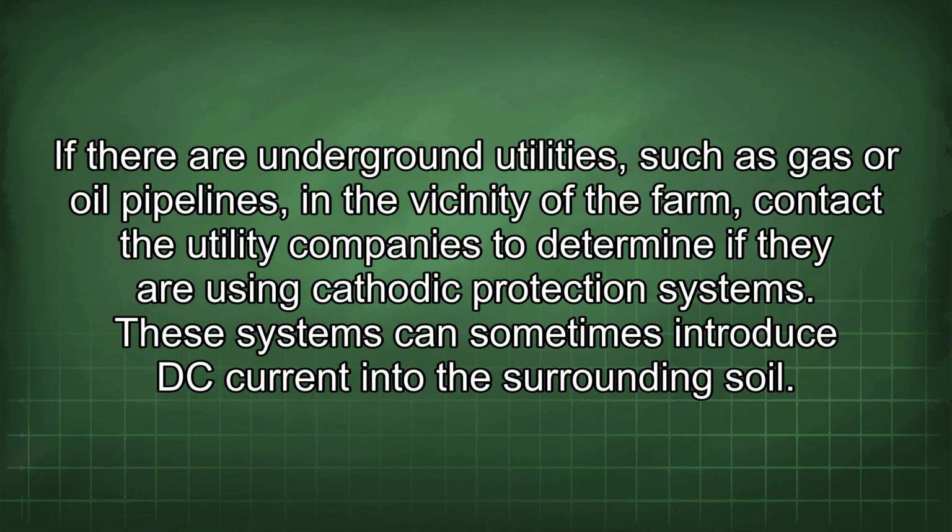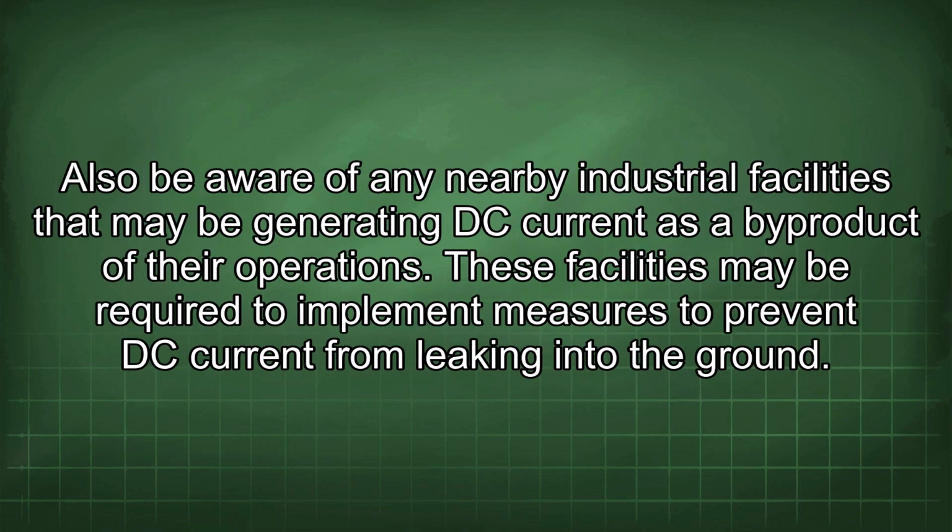If there are underground utilities, such as gas or oil pipelines, in the vicinity of the farm, contact the utility companies to determine if they are using cathodic protection systems. These systems can sometimes introduce DC current into the surrounding soil. Also be aware of any nearby industrial facilities that may be generating DC current as a byproduct of their operations. These facilities may be required to implement measures to prevent DC current from leaking into the ground.